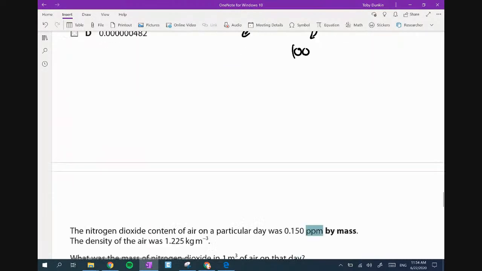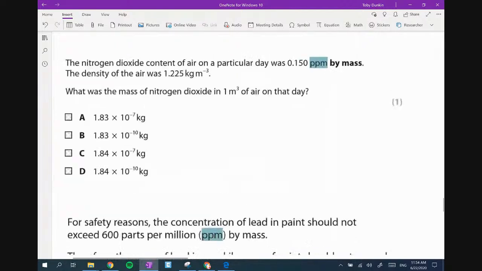Finished. Is that the end of the test? Nope, it's not. Oh, no. Horrible. The nitrogen dioxide content of air on a particular day was 0. By mass. The density of air was, oh my Lord.